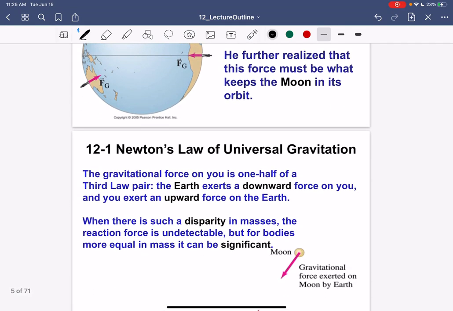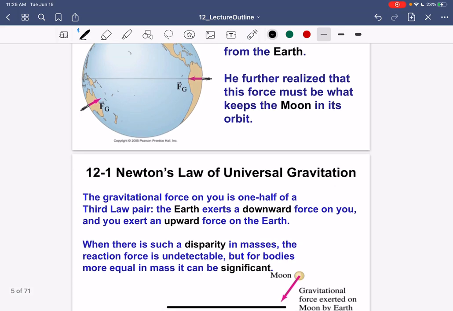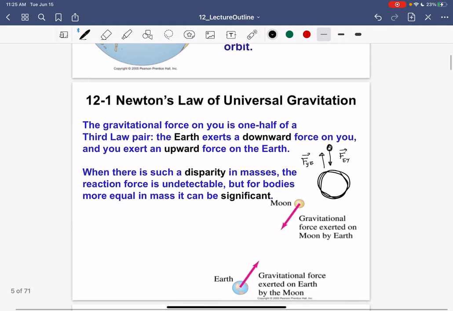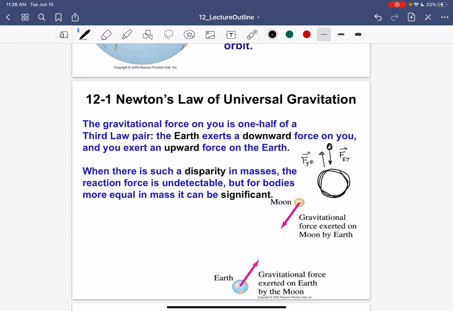Now, we know that the same way that you are attracted to the earth, the earth is attracted to you. In Newton's third law, this is the force from the earth on you, and you apply a force from you on the earth. They are a Newton's third law pair, and they are equal in magnitude, opposite in direction.